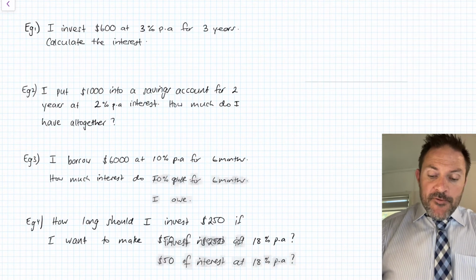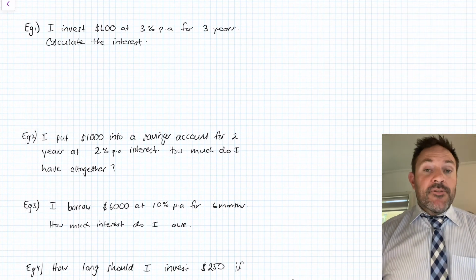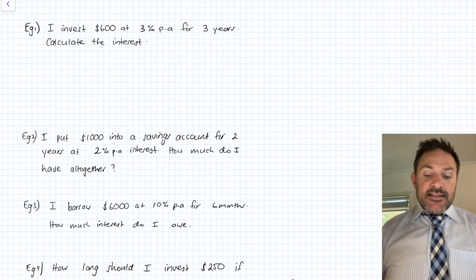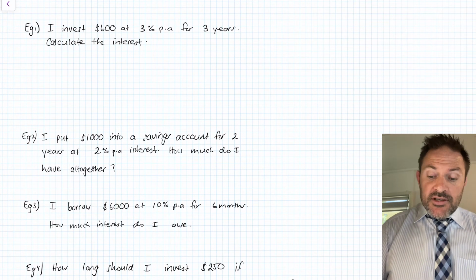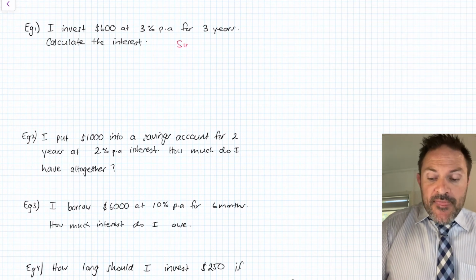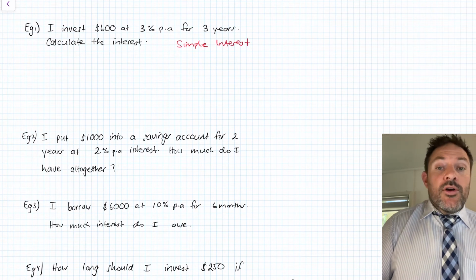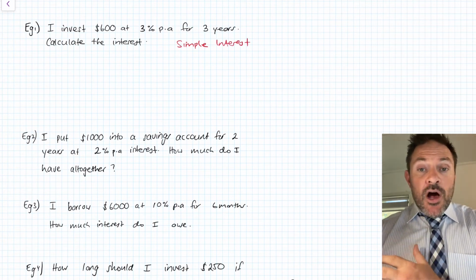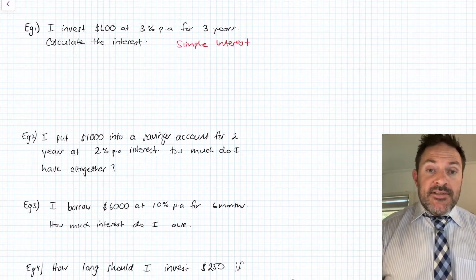All right, so the very first question. I invest $600 at 3% per annum for 3 years. Now, in this case, it says calculate the interest. There's nothing else mentioned. If there's nothing else mentioned, we pretty much assume that it's going to be simple. Later on, with harder questions, you might see the word compound, which is a different style of interest. If you don't see the word compound, then we often know it's going to be simple.